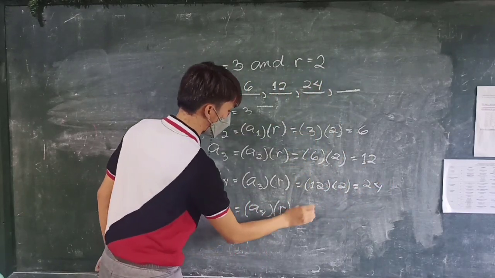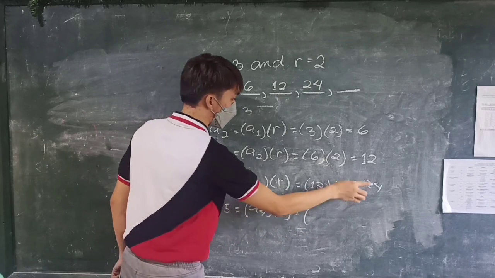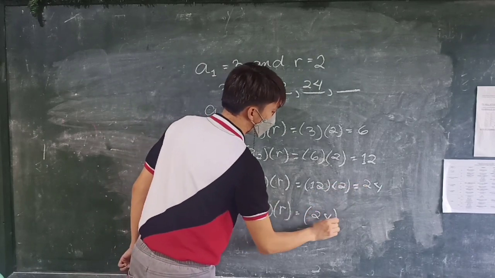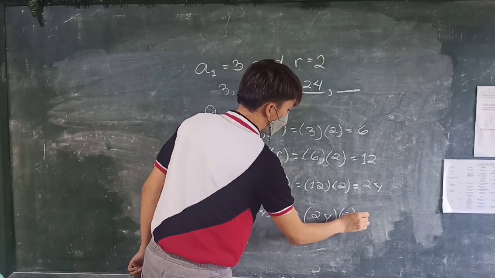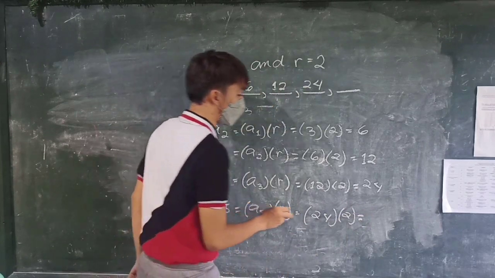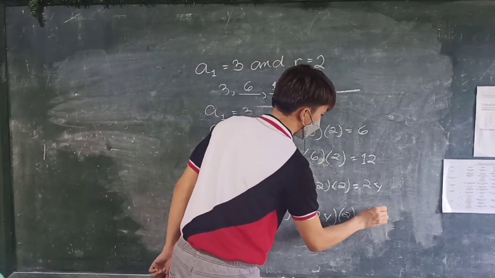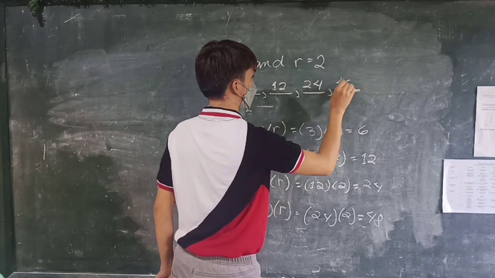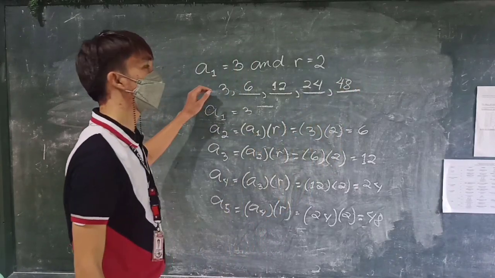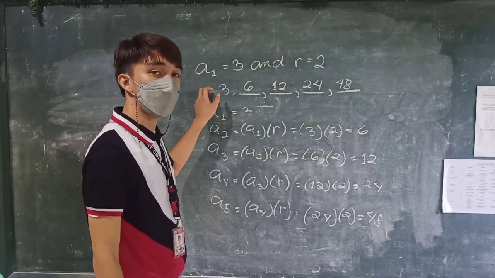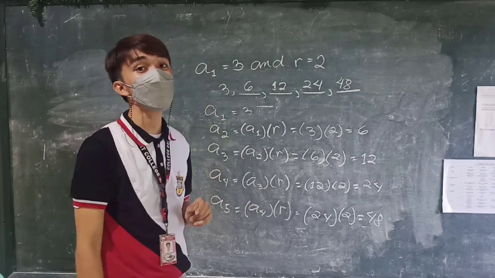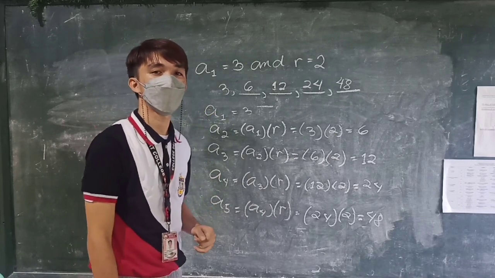Alright, next, for the fifth term, the fourth term is equal to 24 times the common ratio, which is 2. 24 times 2 equals 48. So this is now the first 5 terms of the geometric sequence given the first term and the common ratio.